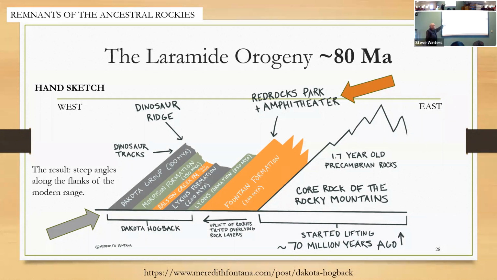Maybe you've been there. It's a fantastic natural amphitheater situated between these tilted rocks of the ancestral Rockies. But what we look for is steep angles at the flanks of the modern range, and that indicates that there's thrusting going on. And this is the erosional remnants of the ancestral Rockies. We'll see examples of Dakota. We'll actually see the Morrison Formation rock itself. That's the one that has all the incredible dinosaur bones.